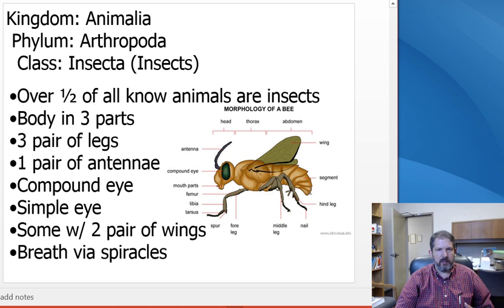They breathe through spiracles, which are not shown here. Those are little holes, little openings in the abdomen. So if you pick up a grasshopper and you look closely at the abdomen, you'll see these little holes. And you'll also see the grasshopper squeezing its abdomen, which is how it's breathing. Okay.